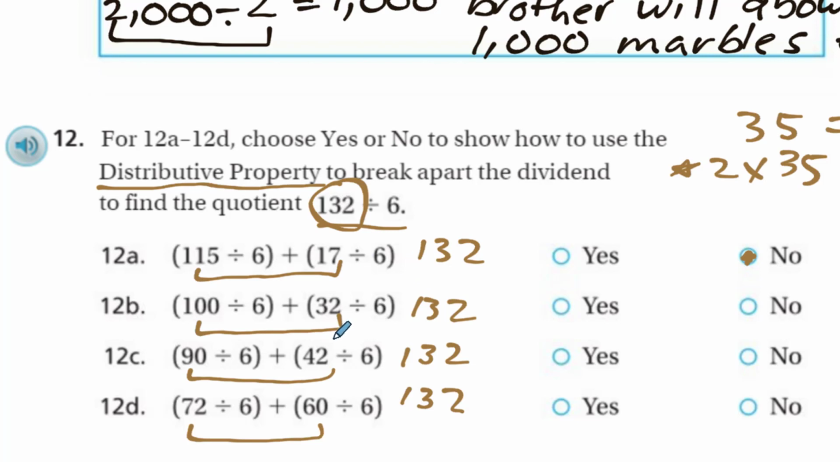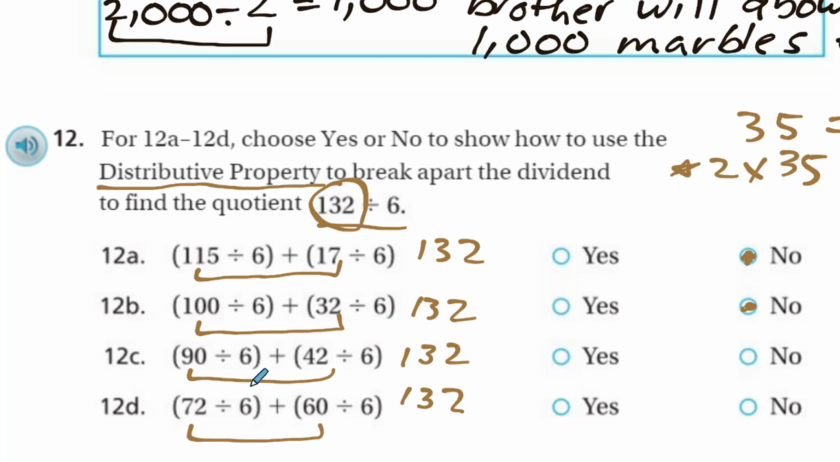When you come to the next one, 100 divided by 6 and 32 divided by 6, again, I can't see two numbers that work. 6 times 5 is 30, 6 times 6 is 36, so you can't do this one either. So this one you can't really break apart. So I would say no.